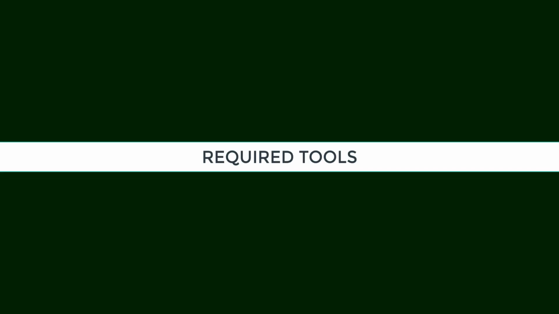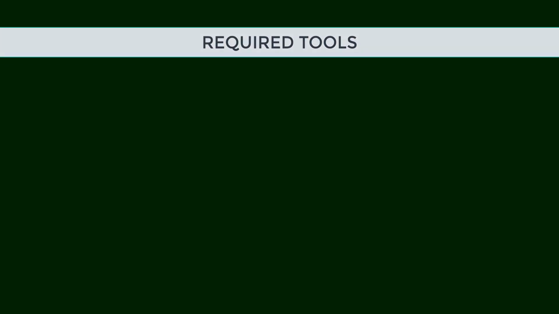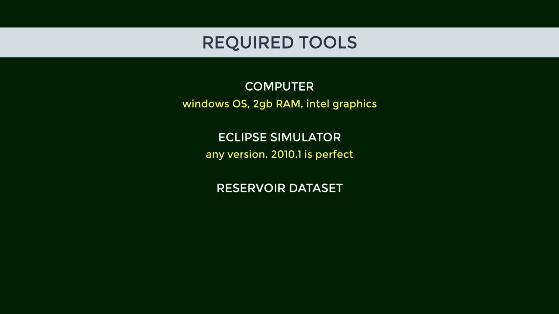Let's talk about the tools that we need to work with in this course to participate fully. You need to have the ECLIPSE simulator installed on your computer. So this means you need to have a computer, maybe a laptop or a desktop, and it's supposed to be running a version of the Windows operating system. Then you will have to install the ECLIPSE program on it. Any version of ECLIPSE would work. I am going to be using the 2010 version of ECLIPSE, but whichever one you have is fine.